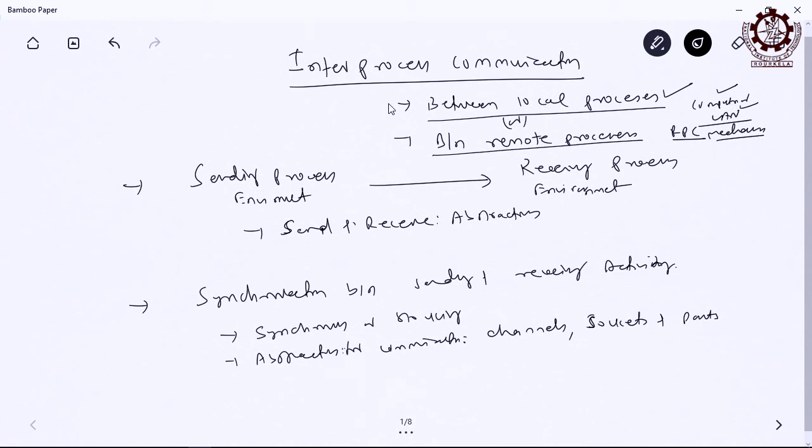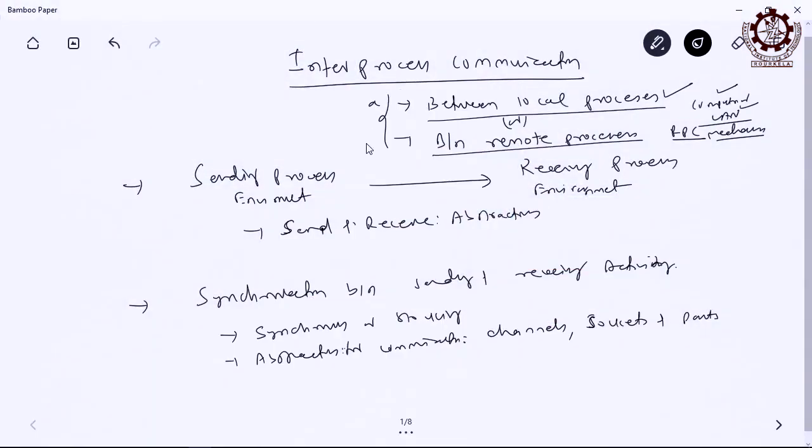Is it okay? So, these are the two broad ways of classifying inter-process communication into two types. The first classification is between local processes or between remote processes, right. So, there are two types into which you can broadly divide it. Then, for making this inter-process communication effective, we need a sending process environment from where the data will be sent, and we need a receiving process environment where the data will be received, right. This sending process environment must be at the client side and the receiving process environment must be at the server side, if it is a client-server communication type.